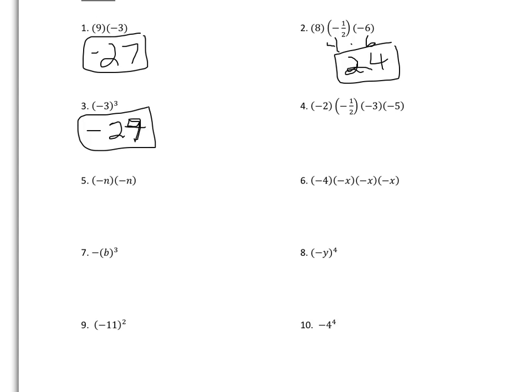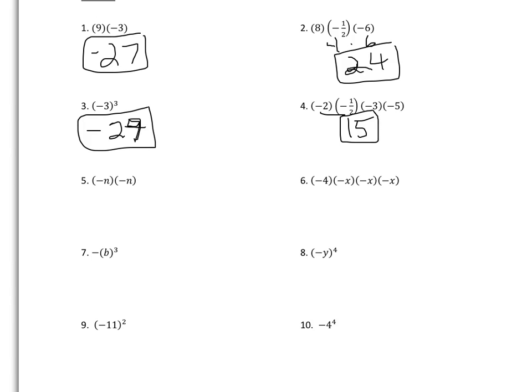Okay. Number 4, I look right off, I know my answer is going to be positive because I have 4 negative signs, so it's an even number of negative signs. Looking at the first 2, half of 2 would be 1. 1 times anything is the same number back, so we're really looking at just 3 times 5, which is going to be a positive 15.